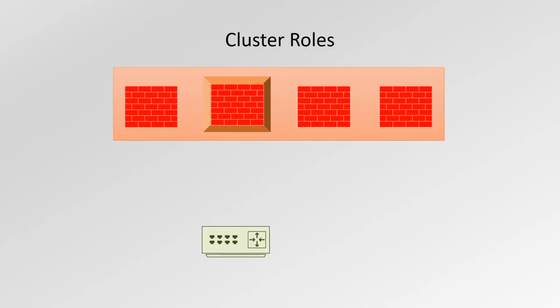Some features will only work on the primary ASA, as they are control plane features. These features are called centralized features. An example of this is OSPF. The primary participates in dynamic routing and builds a routing table. The primary ASA replicates the routes to the secondaries.